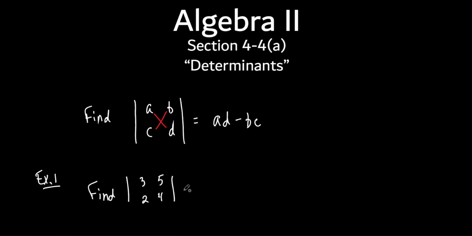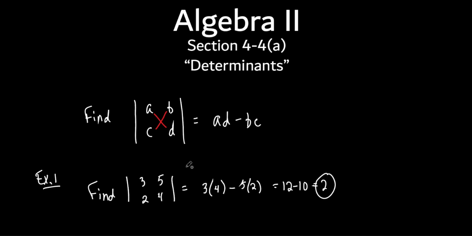All right, so if I said find this, what would I do? Multiply what? 3 times 4 minus 5 times 2. It's as easy as that. So what do we get? 12 minus 10, which is 2. So it comes out just to a number. It doesn't come out to a matrix. Everybody with me on that? You could put some negatives in here, but would that be much more difficult? No. So a 2 by 2 matrix is really easy to find the determinant of.